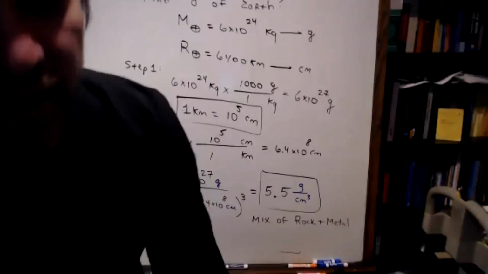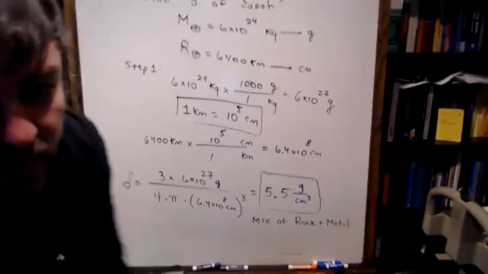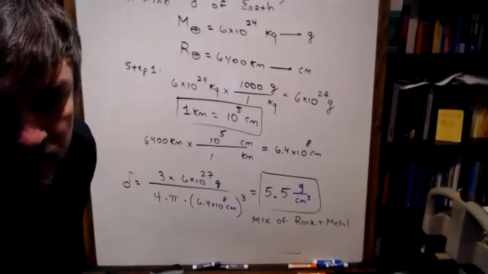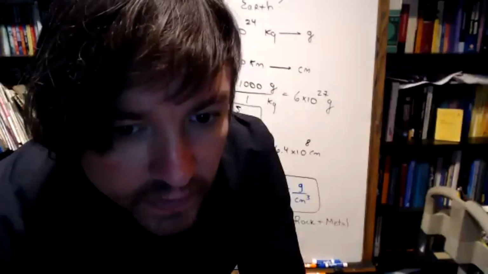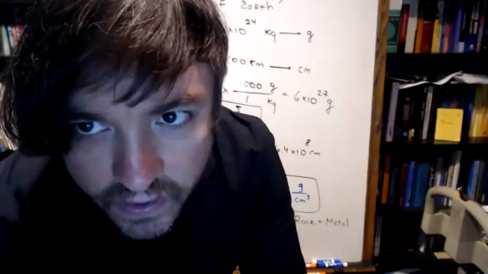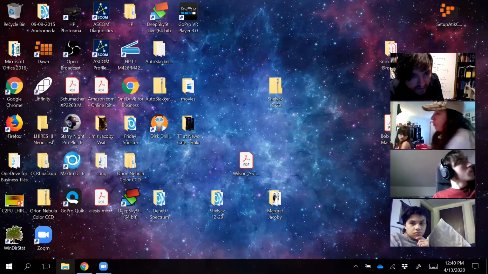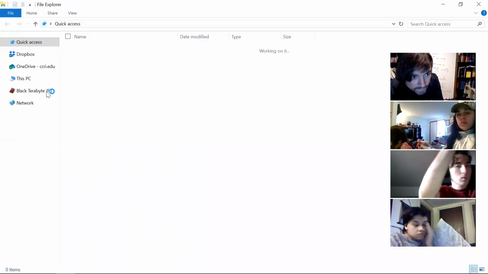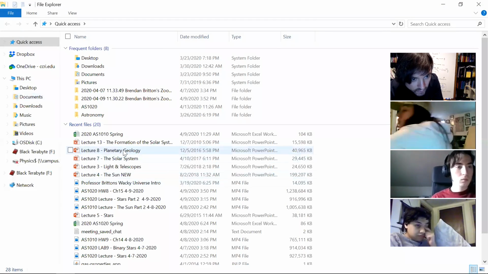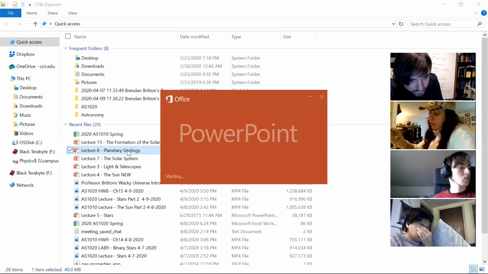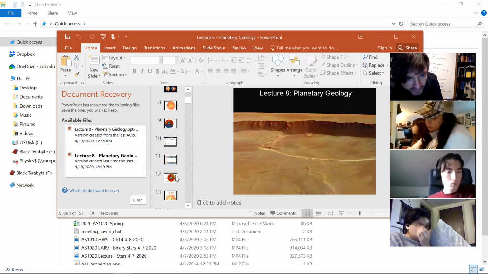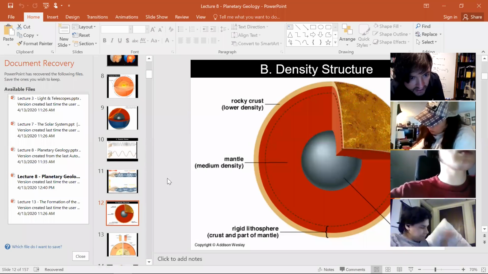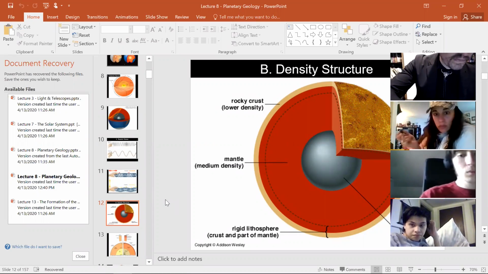Believe it or not, this plays a role in our understanding of the interior of Earth. Allow me to share my screen with you here. And now I've lost all of my slideshows, so I got to call that back up here. Let me show you what might be considered a sort of three-part model of the interior of Earth here on slide 12.